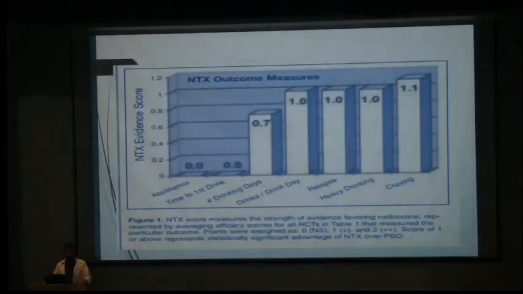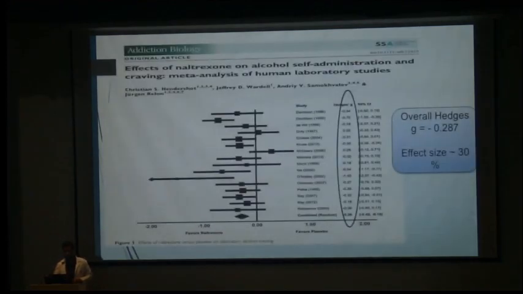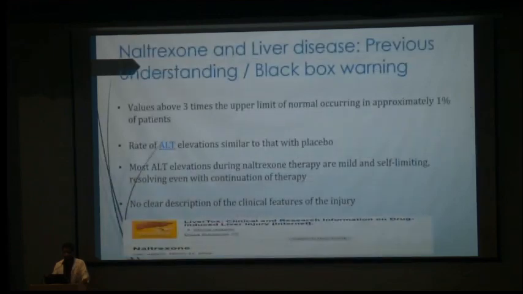In the outcome measures that they reported, they found that for abstinence and time to first drink, naltrexone did not have much evidence, but it significantly reduced drinking days, drinks per day, relapse, and heavy drinking, as well as having a significant effect on craving, and had minimal side effects. After that, a recent meta-analysis done on the effect of naltrexone on alcohol self-administration found that the overall effect size of naltrexone seems to be around 30%.